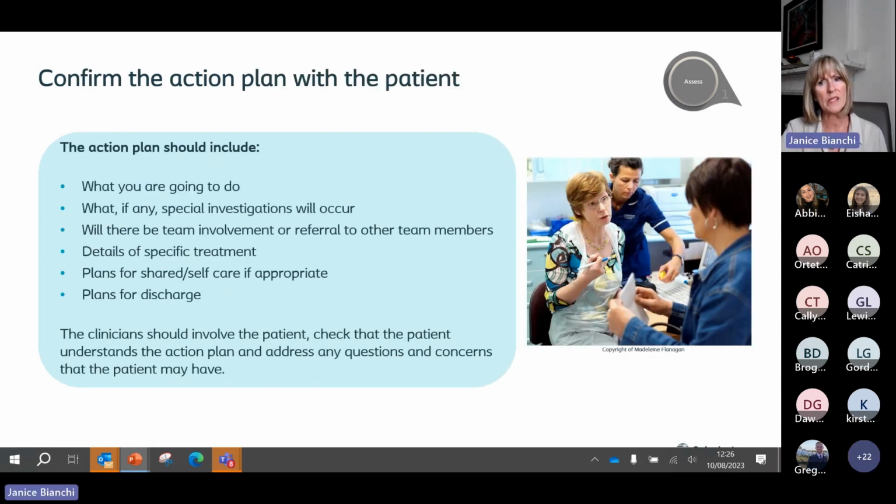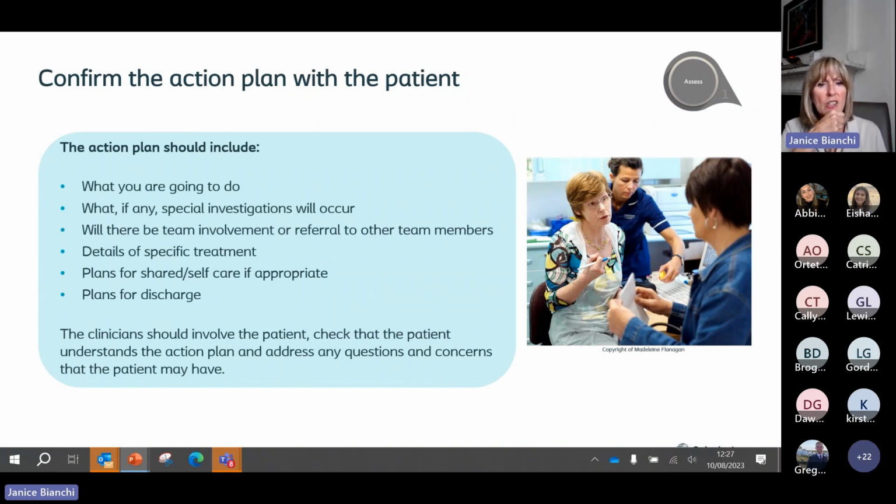And confirm this with the patient. So you're confirming your action plan and what you're going to do, what investigations they may be having to have, what other members of the team are you referring them to? Are you referring them to dermatology, tissue viability, vascular, details of specific treatments, plans for shared or self-care if that's appropriate, and plans for discharge.